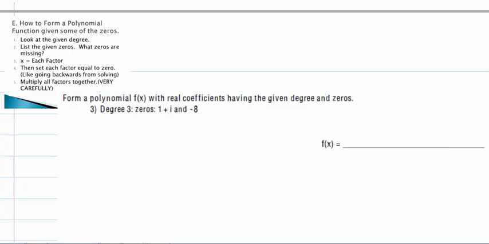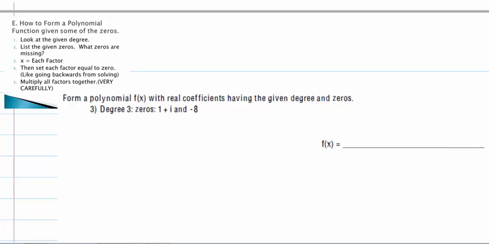Next, we're going to look at forming polynomial functions given some zeros. First, look at the given degree. List the given zeros. What zeros are missing? Set up x equals with each factor. Then set each factor equal to 0. Multiply all the factors together.